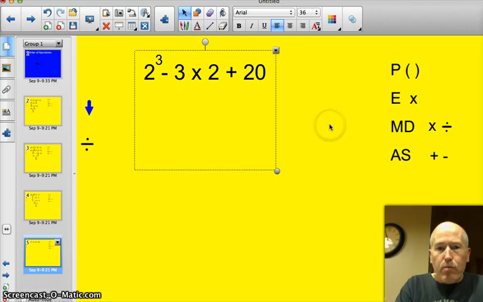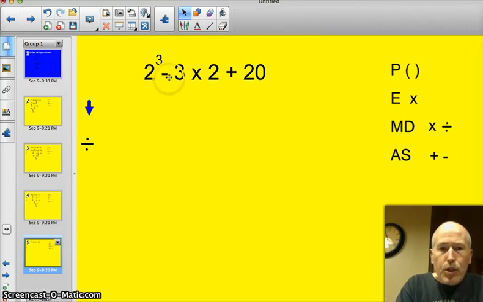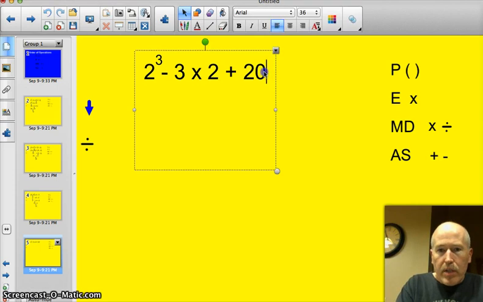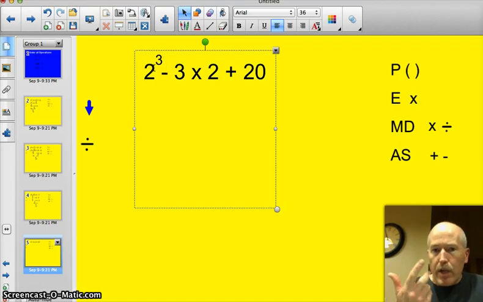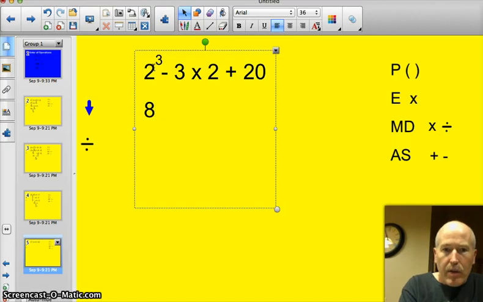All right, here's the final problem. 2 cubed minus 3 times 2 plus 20. Well, we don't have any parentheses, but we do have an exponent, so that's where we'll start. Now, sometimes kids think that 2 to the third power is 6, but 2 to the third power is 2 times 2 times 2, which is 8. So we've got minus 3 times 2 plus 20.